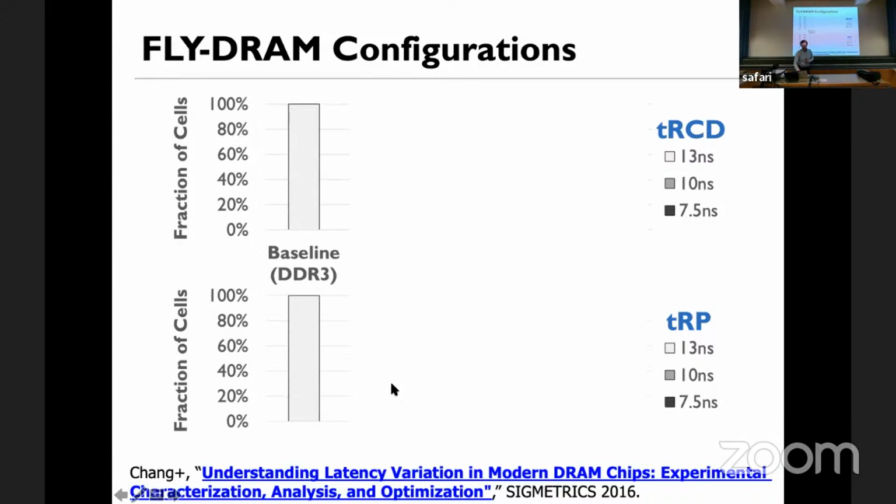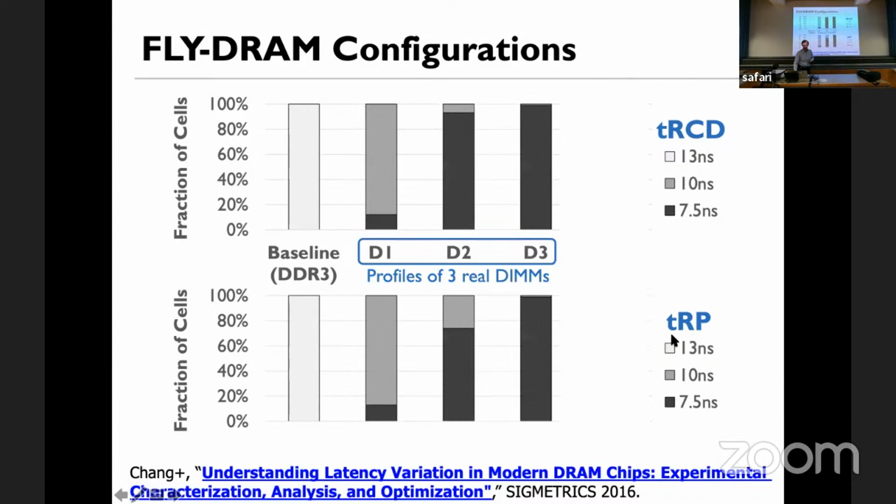So this is the baseline. Everything has to be accessed at the baseline row activation latency. Remember, the standard was 13.1 nanoseconds. It's rounded down to 13 over here. So all cells need to be accessed at 13 nanoseconds. And tRP is the row precharge latency, essentially.